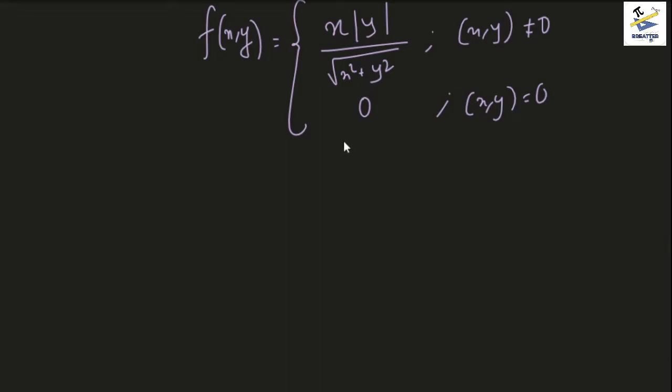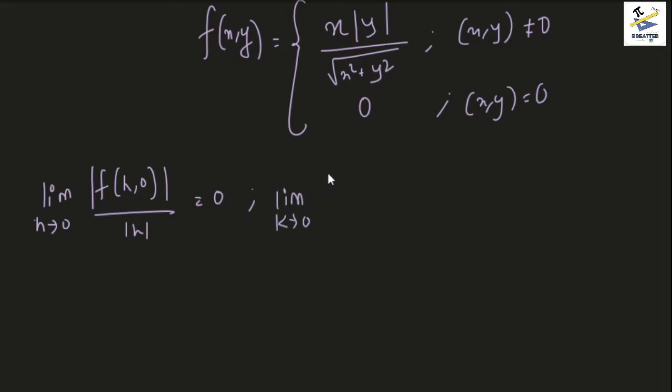So obviously if the derivative were to exist, we would guess that it is 0. This is because the limit of f of h comma 0, which is 0 by mod h, is equal to 0, and also the limit as k tends to 0 of f of 0 comma k, which is 0 divided by mod of k, would also be 0. So this is why we would consider that. Right.